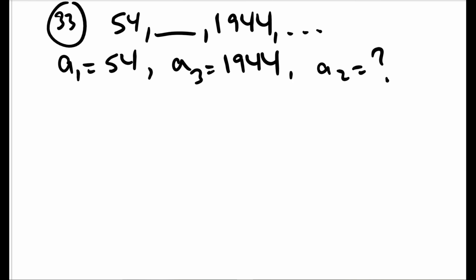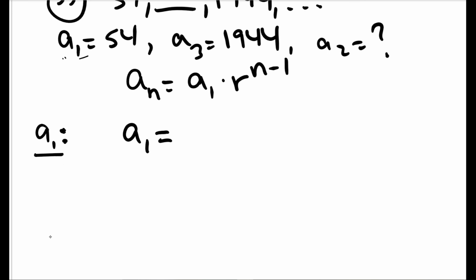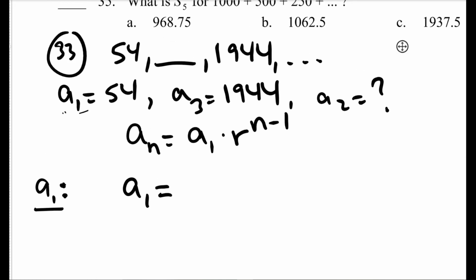So the formula for the geometric series or sequence is an equals a1 times r to the n minus 1 power. So what we're going to do is plug into this formula for a1 and for a3. So let's do a1 first. Oh, I'm sorry, they give us a1, so we don't need to plug it in twice. I apologize. We already know a1, so we could just plug that in here. There you go. Plug in 54 into there.